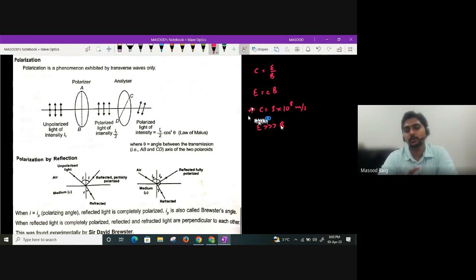So polarization basically will be done in three ways. One will be by using a polarizer analyzer combination, as you can see. The second one will be polarization by scattering, guys. And the third one will be polarization by reflection and refraction, which you can also see.